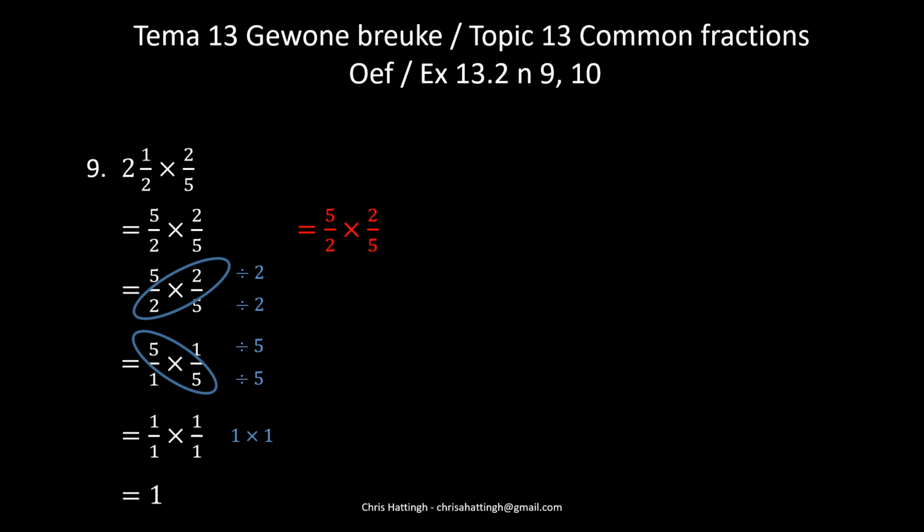So your final answer is 1. Alternatively, if you don't simplify, you can say 5 times 2 for the numerators and 2 times 5 for the denominators. So you'll find an answer of 10 over 10, and that will give you 1.